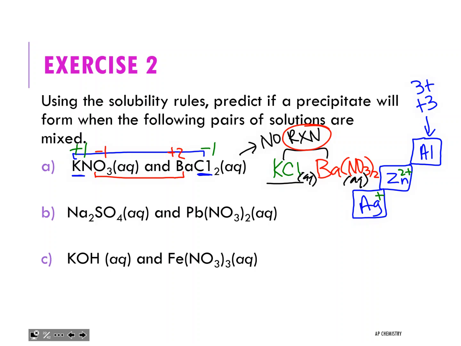Question? Where does the 2 go again? Well, once again, if we were writing out the entire equation, we would balance it using coefficients. But here, we're not really writing out the full equation. We're just looking for something to precipitate. So if you were balancing it, would you just use 2 KCl? If I was balancing it, it would be like this.